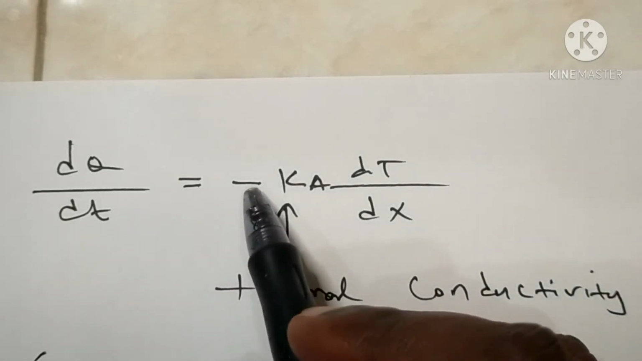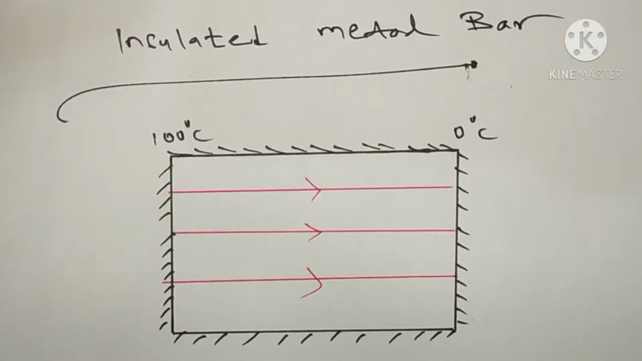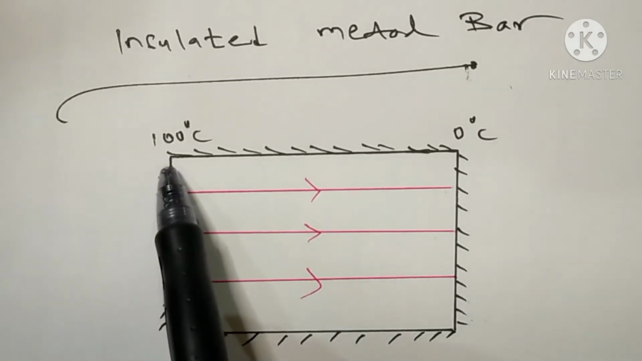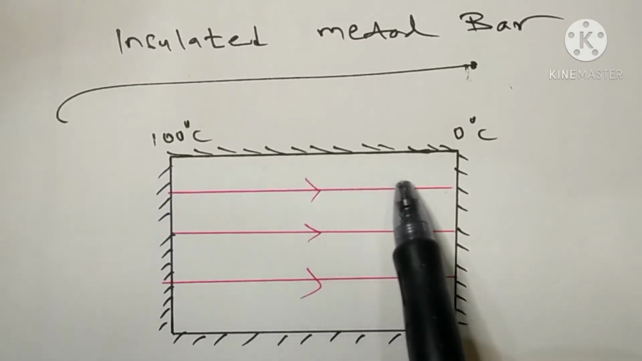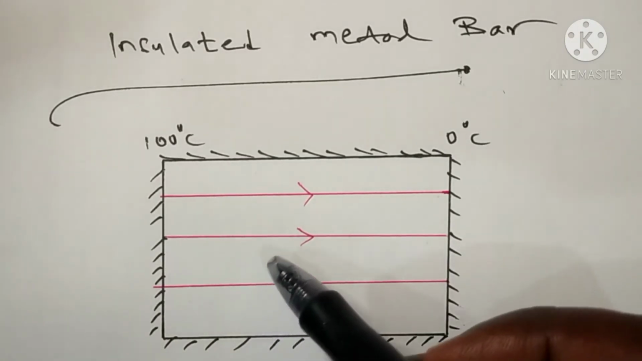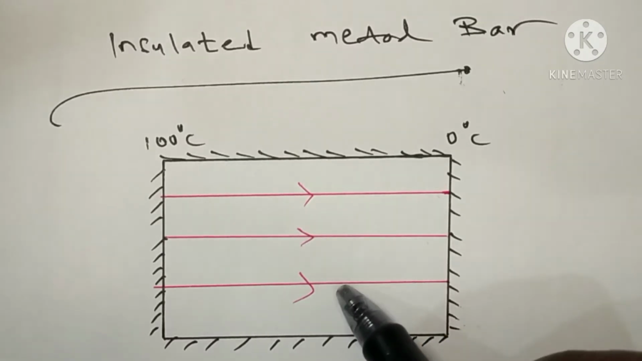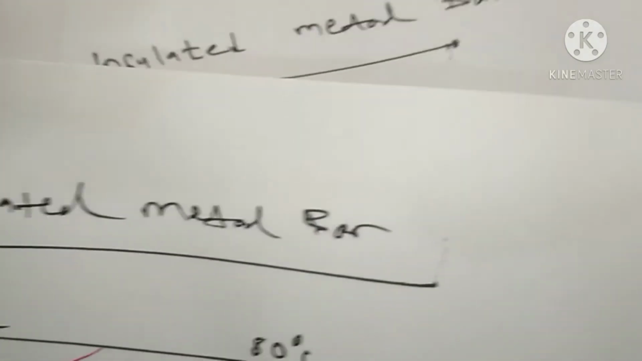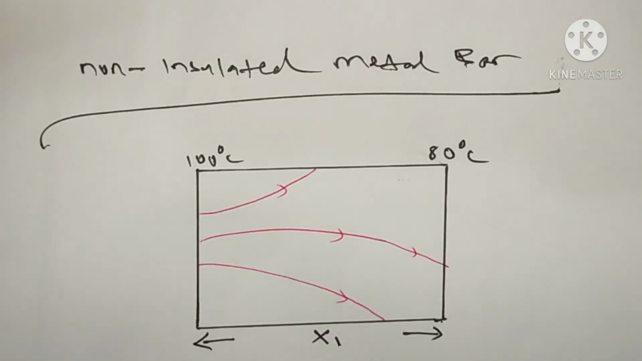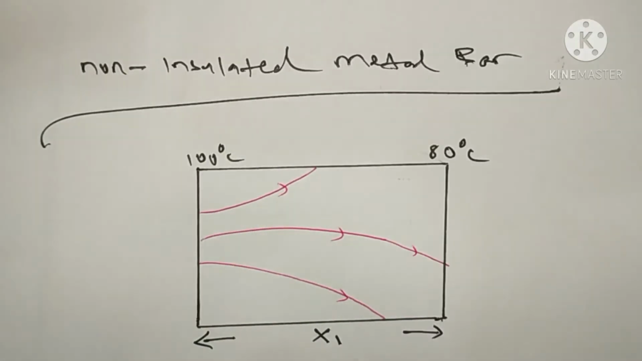Let me explain again what is meant by this negative sign. Let us have a look at this insulated metal bar again. When the temperature is decreasing, the distance is increasing. So the negative sign shows that the temperature decreases as distance x increases. The same thing goes for the non-insulated bar. When the temperature decreases, distance increases.